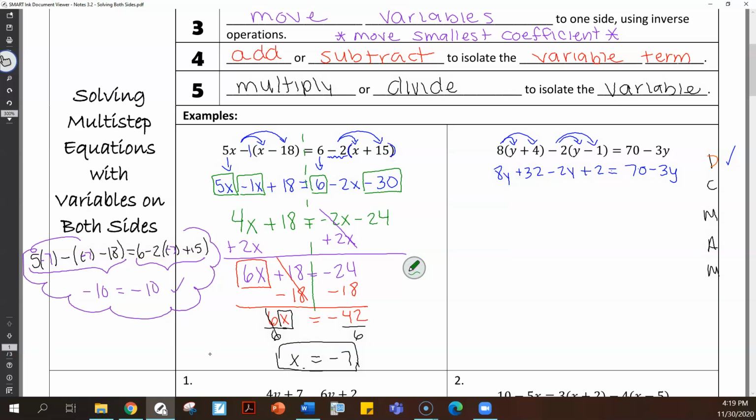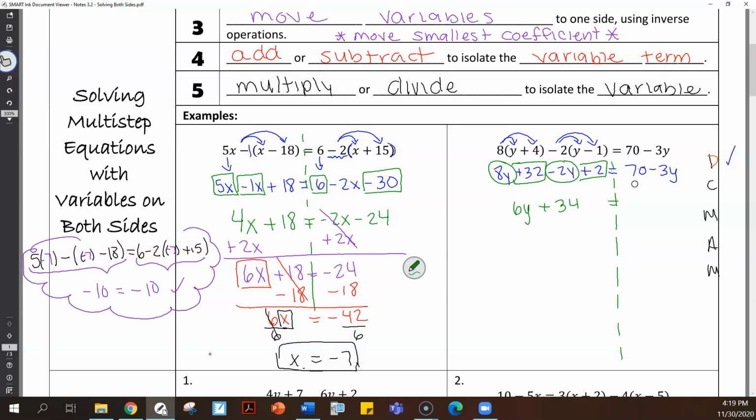Next, I want to combine like terms on the same sides of the equal sign. So I'm going to look at this side first. I like to start with my variables. So I have 8y and negative 2y. Remember, I'm going to combine those just by adding the numbers in the front. 8 plus negative 2 is 6y. And then I also have a constant in 32, and a constant in positive 2. Again, I'm going to combine those by adding them together. 32 plus 2 is 34.